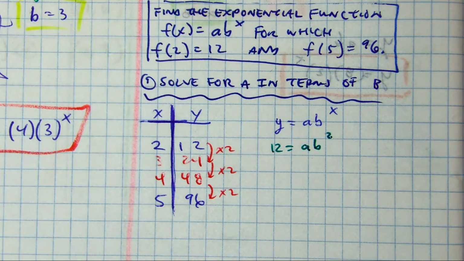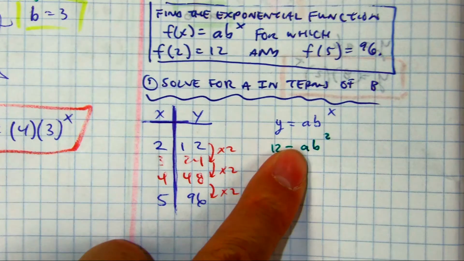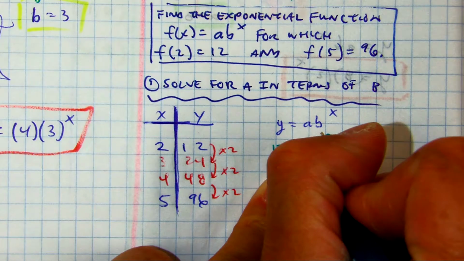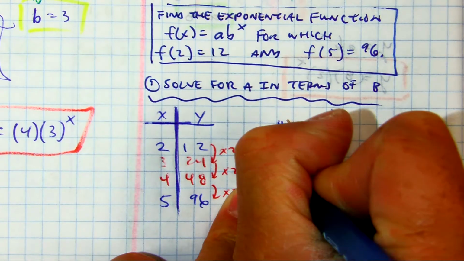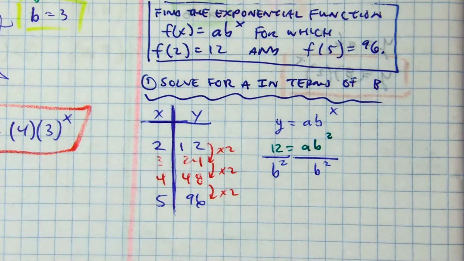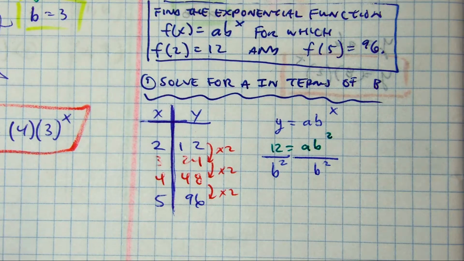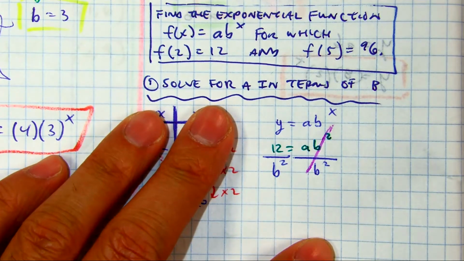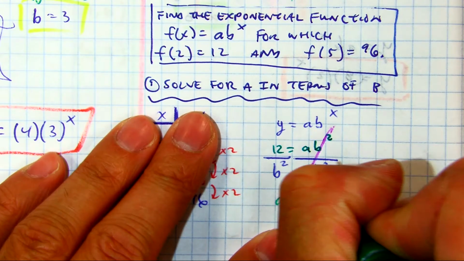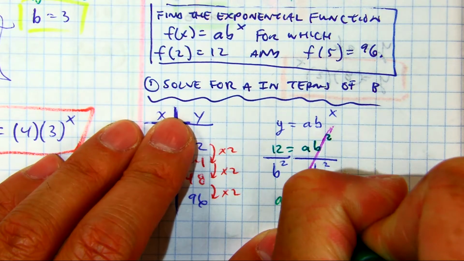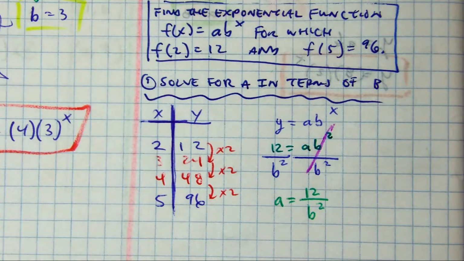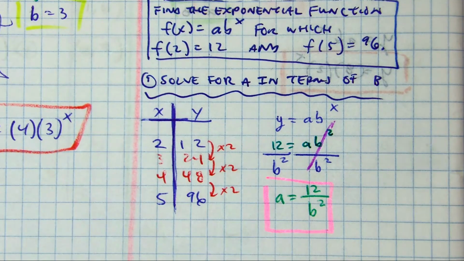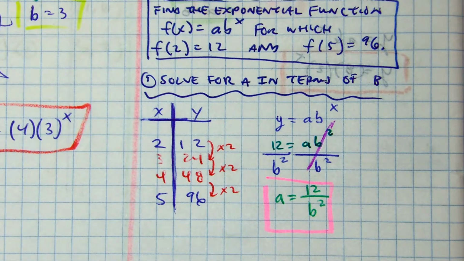Put your finger on the A, everybody. How do you get that by itself? We're going to divide by b squared. Class, what's left? A equals? Raise your hand if you got that. Kiana, what do we do next?